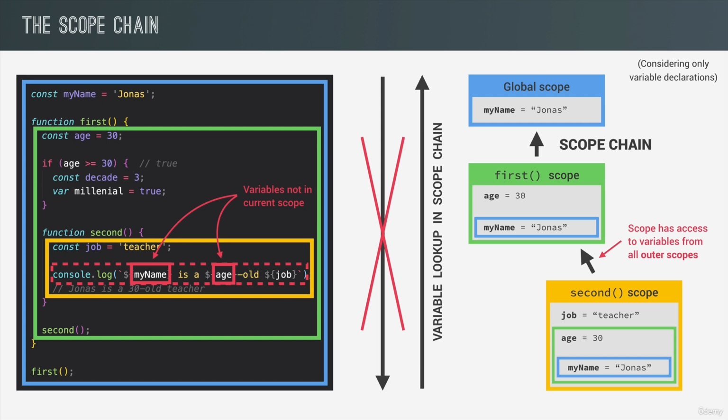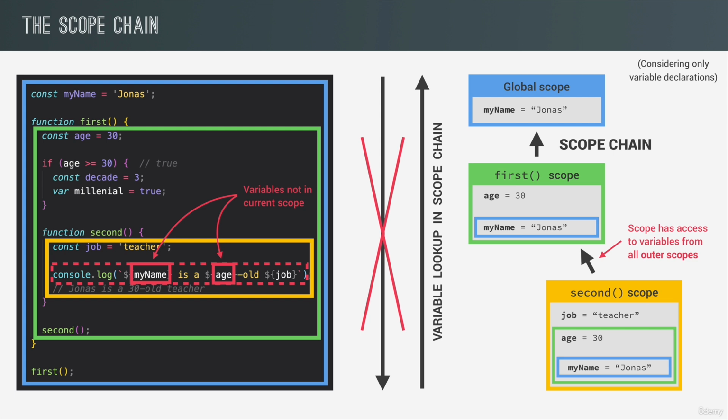So only parent scope can be used, but no child scopes. Anyway, with all this in place now, this line of code can be executed and print to the console, Jonas is a 30-year-old teacher, even though the myName and age variables were not defined in the current scope. All the engine did was to get them from the scope chain. And as you might be noticing, we have actually already done this before in our own code. We just didn't really understand what was going on and how it all worked. But now we do know how it works.